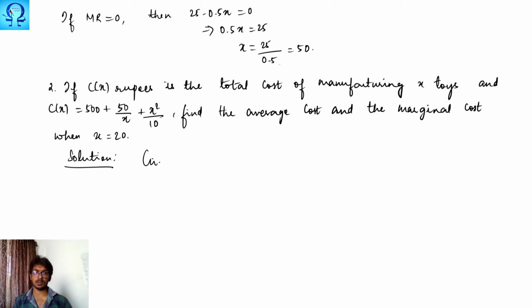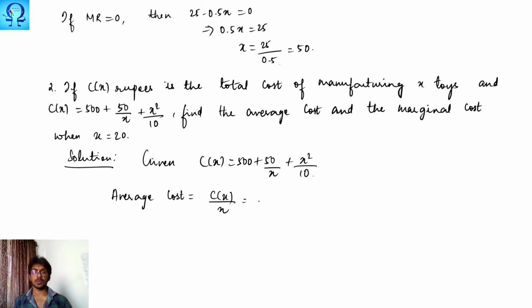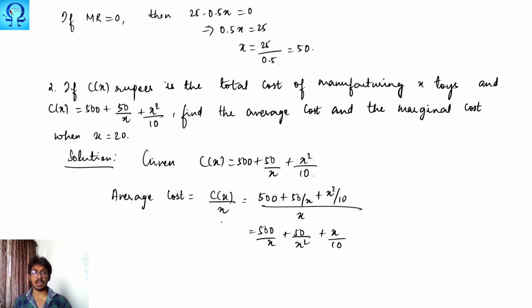We are given the total cost is 500 plus 50 upon x plus x squared upon 10. Average cost is C of x upon x, which is 500 plus 50 upon x plus x squared upon 10, upon x. So this is 500 upon x plus 50 upon x squared plus x upon 10. This is the average cost.